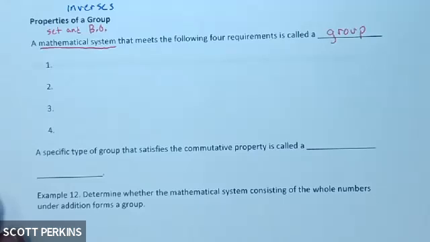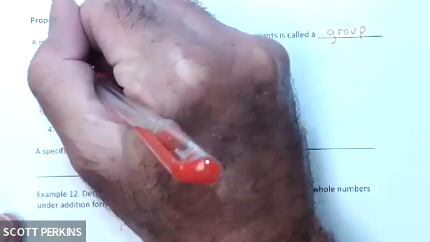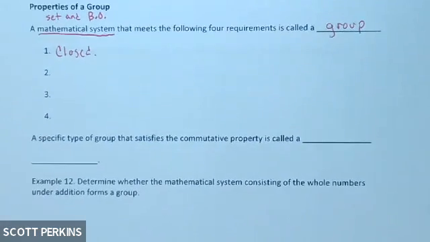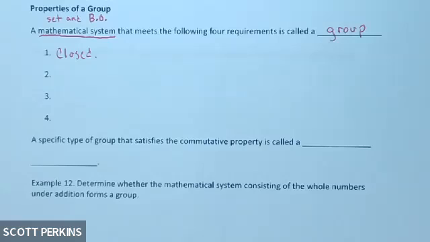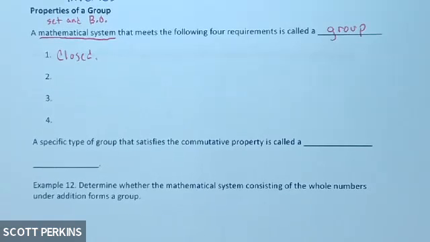The first thing, so when we do our check of some mathematical systems, the first thing we're going to look at is: is it closed? If a mathematical system is closed, it has potential to be a group. But as we saw, not all mathematical systems are closed. If I had the whole numbers and subtraction, that mathematical system was not closed. It would not be a group. You can answer no right away. Once you answer no to one of these, you don't have to go any further.